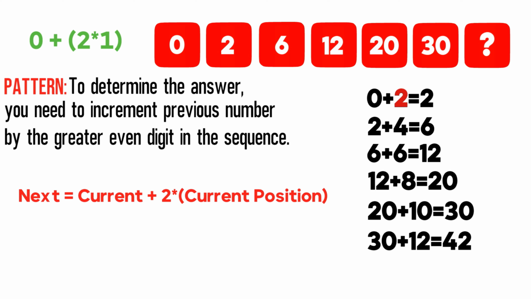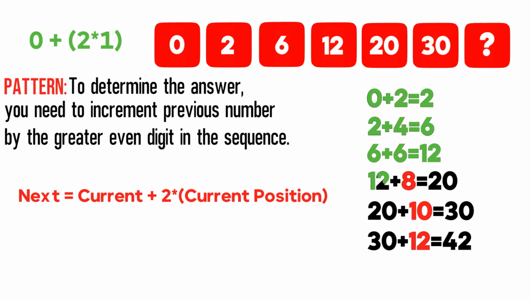Instead of using the formula, you can also use the next even number and add it to the previous number. The even numbers are 2, 4, 6, and you can increment them down the list. So you can add 2 to 0, the next one would be 4. 2 plus 4 equals 6. The next number would be 6. 6 plus 6 is 12.